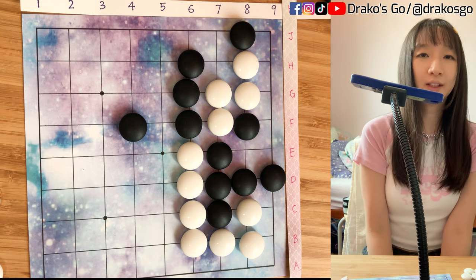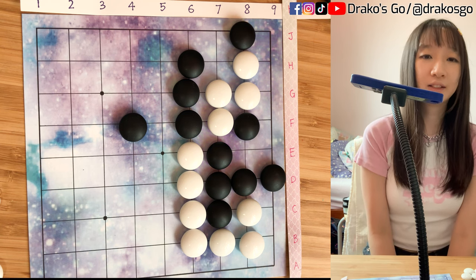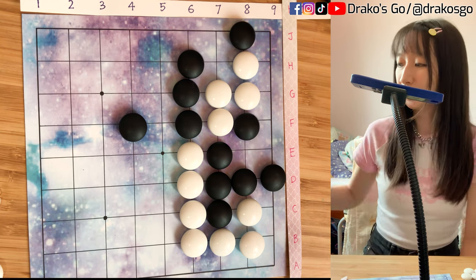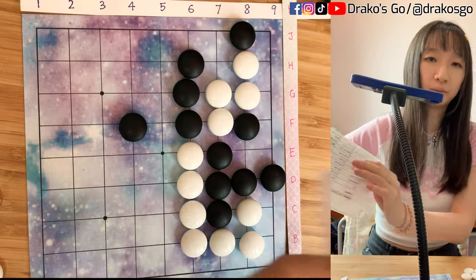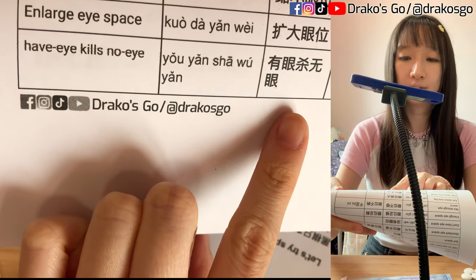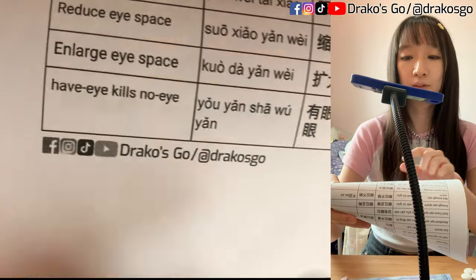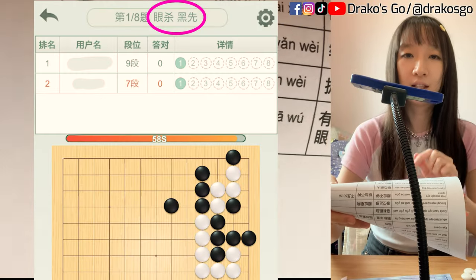Okay, so now let's look at the word 眼杀. 眼 means eye and 杀 is to kill. So 眼杀 is actually a short form of this term that we learned just now, the last one. 有眼杀无眼. The group with an eye kills the group with no eyes. So it's shortened to 眼杀, eye kill.